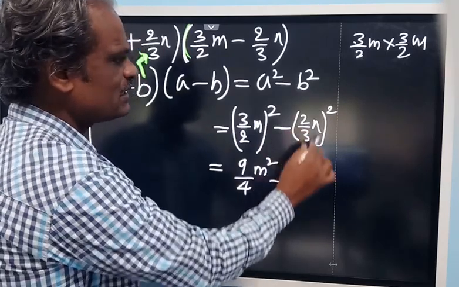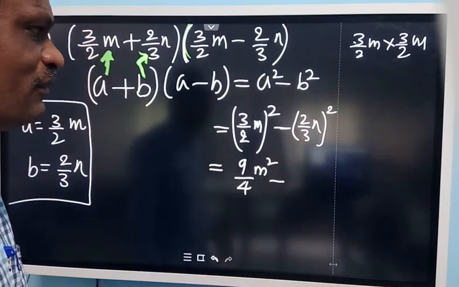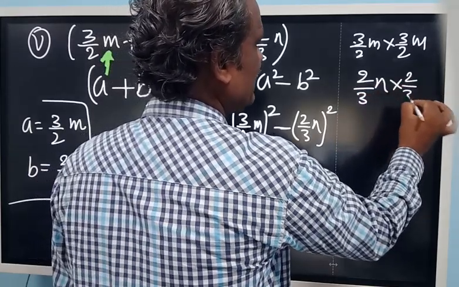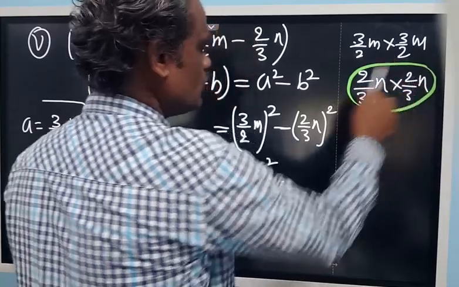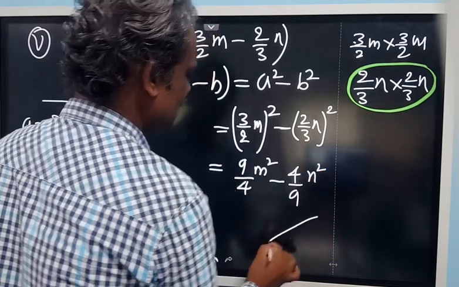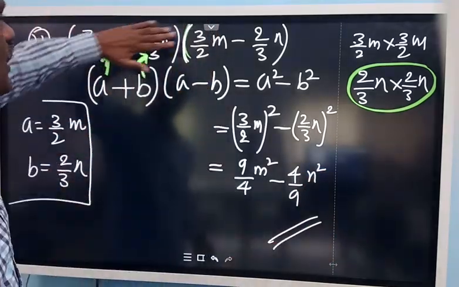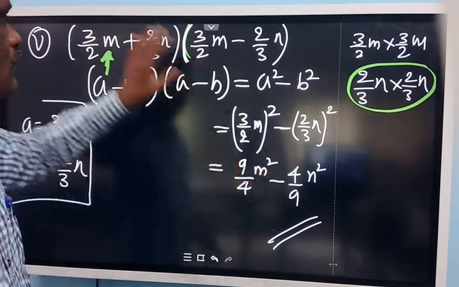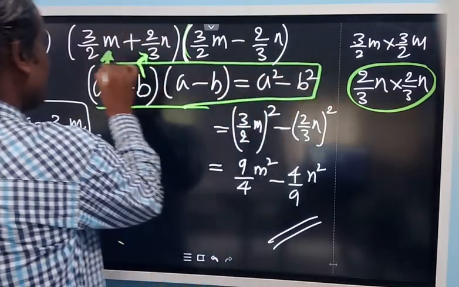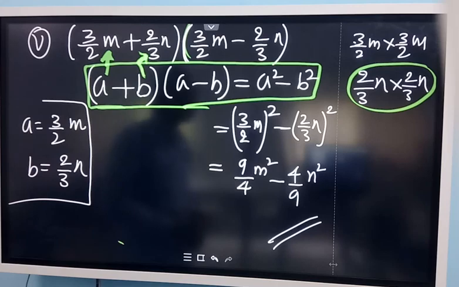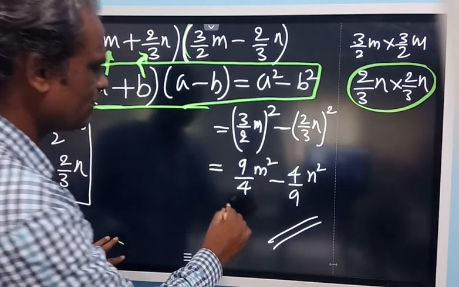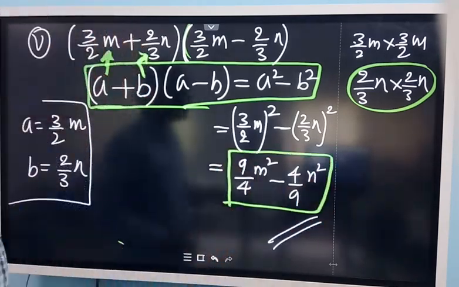Similarly, you tell me what is the value of 2 by 3n whole square. 2 by 3n into 2 by 3n. So multiply these two. 2 2s are 4, 3 3s are 9, n into n is n square. So this is the solution. The product of these two is equal to this one. When you multiply these two, you will get this answer using the identity. Directly also you can multiply, but the question says only using the identity you have to find the value. This is the solution.